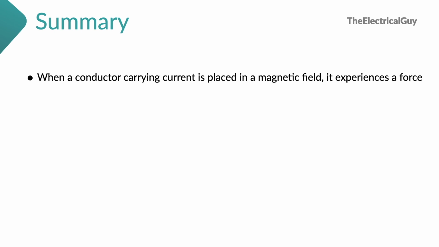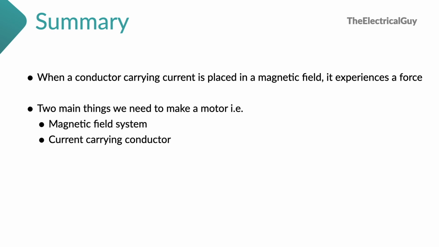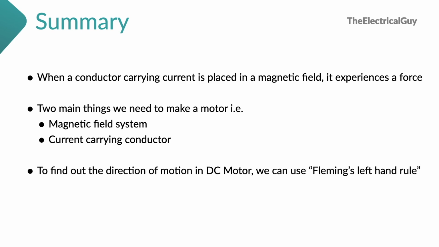Now let's quickly summarize this lesson. When a conductor carrying current is placed in a magnetic field, it experiences a force. Now this is the basic principle on which our DC motor operates. You have to remember this very clearly. This is very important. Then the next is, we need two main things in order to make a motor, that is magnetic field system and the current carrying conductor. To find out the direction of motion in DC motor, we can use Fleming's left hand rule.